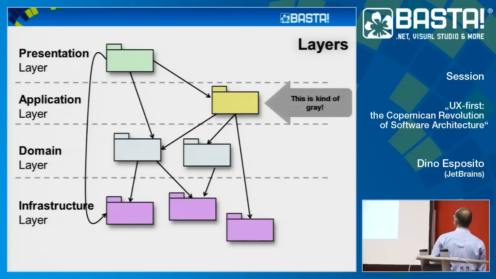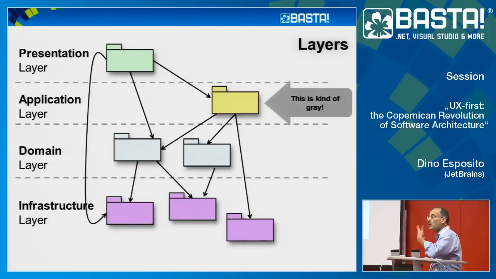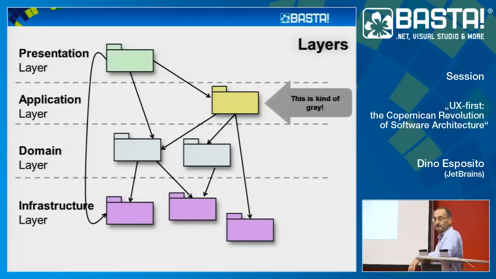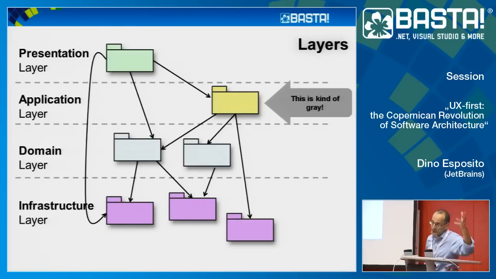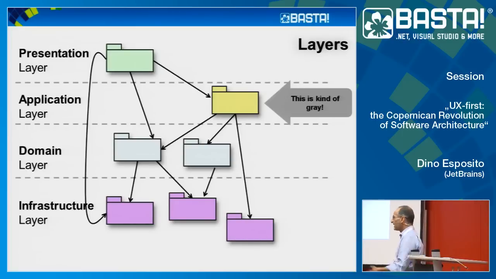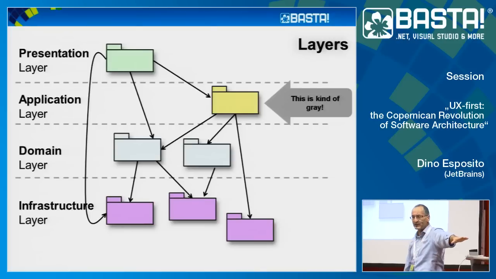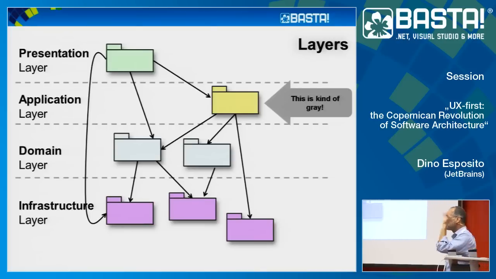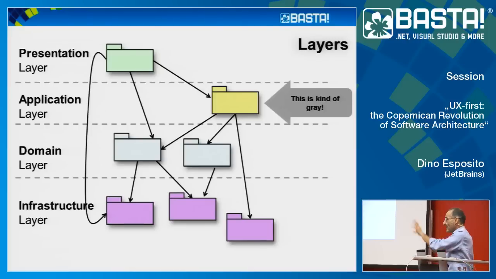The application layer is kind of gray. What really goes there? The application logic. And what is the application logic? It's the logic of the particular application. So it's the workflows behind the use cases. Okay, what's the use case? Oh, I heard this. Okay, UML. Nobody is using UML today. Okay, right. But the concept of use case coming from UML still makes a lot of sense.